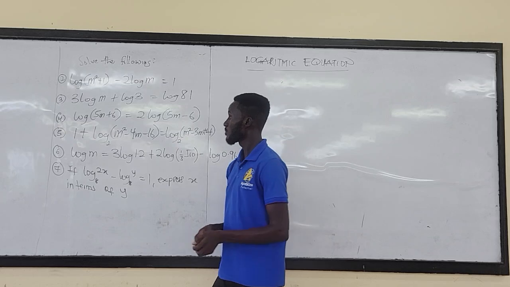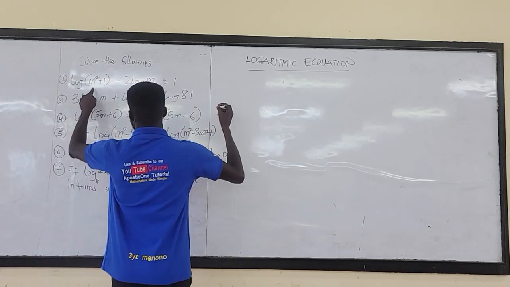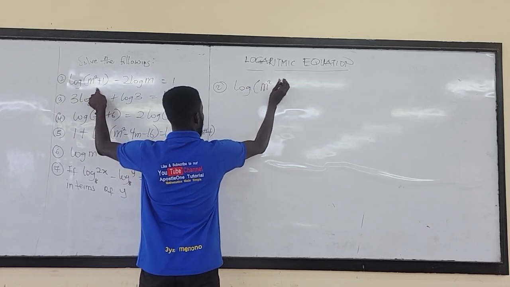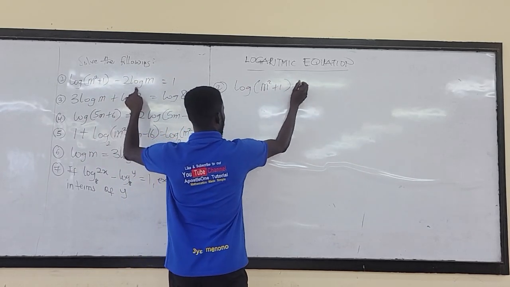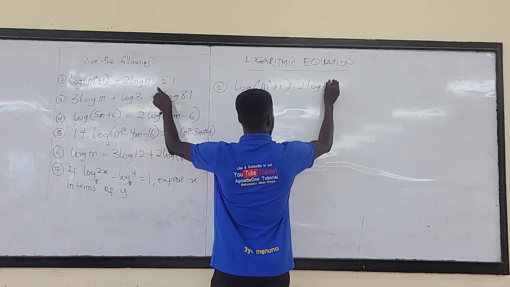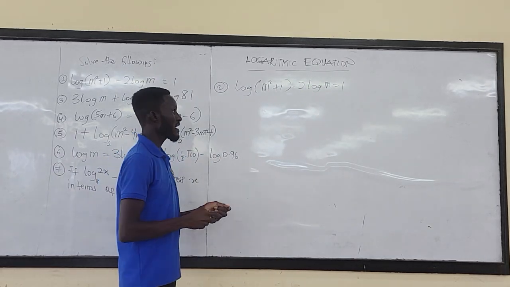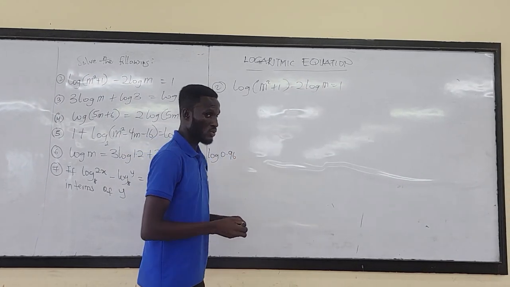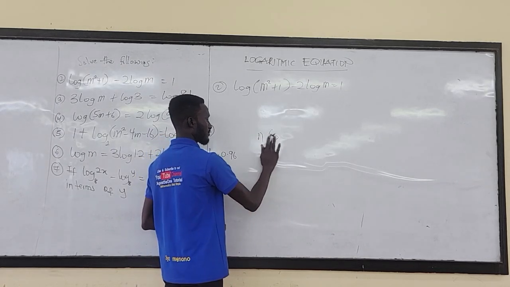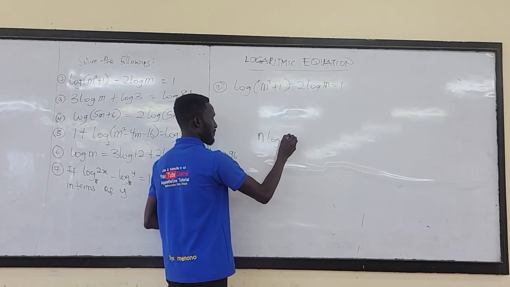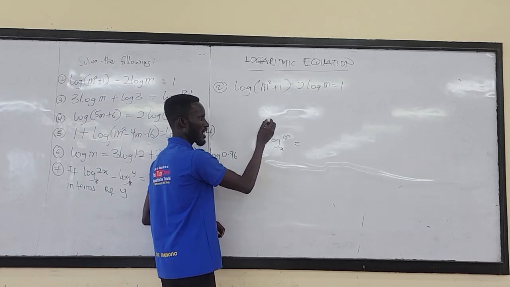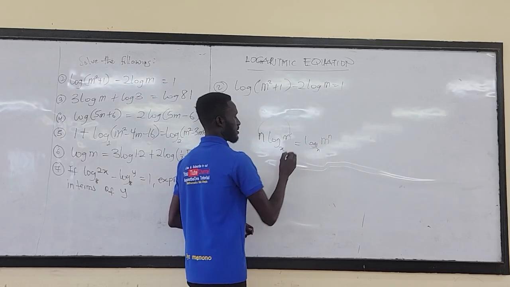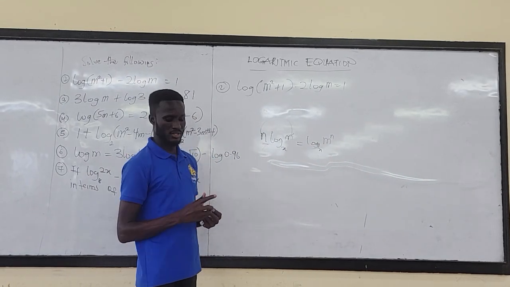Now for question number 2, we have log m squared plus 1 minus 2 log m equal to 1. So we're going to apply the same property, but because the coefficient here is 2, I have to make this one an exponent of the m. Don't forget that we said that n log m is the same as letting this n become an exponent of m, so the same as log m to the power n. It means I want the coefficient here to be 1.